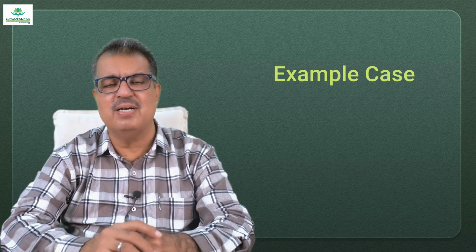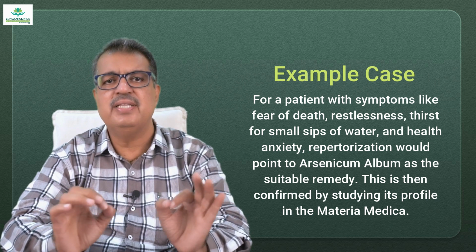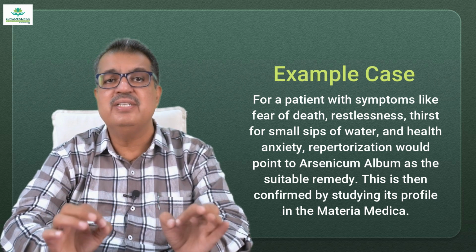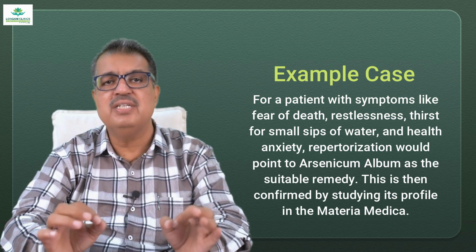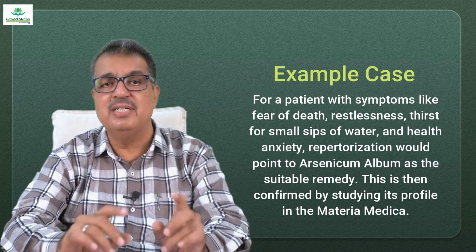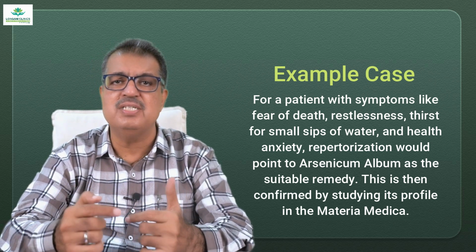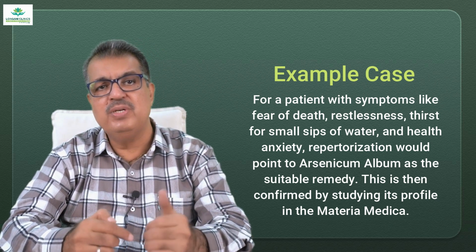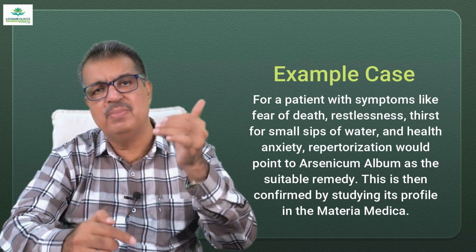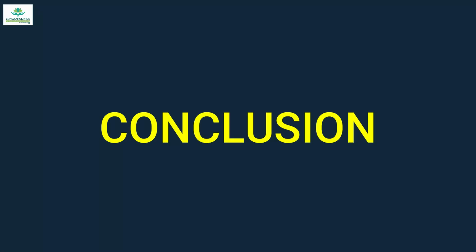Now we will see one example. A patient complains of fear of death. Then there is restlessness. Then there is a thirst for small sips of water. And there is anxiety about the health. These symptoms, when translated into the rubrics and repertories, point to Arsenicum, which when confirmed from the materia medica becomes the indicated remedy. Now we will see the concluding part.